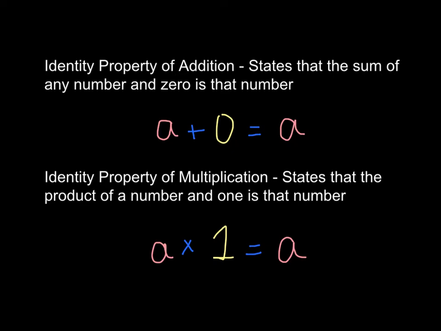And then we have identity properties. The identity property of addition states that the sum of any number and 0 is just the same number. So if we have 9 plus 0, our answer is still 9. We already know that, but now we're just giving it a name. The identity property of multiplication states that the product of a number and 1 is that number. So again, if we had 9 times 1, it still equals 9. Again, we already know anything multiplied by 1 is the same number, but now we have a name. Pause to copy.